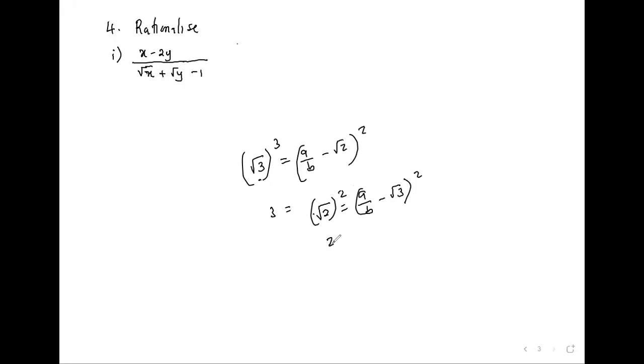Okay, so you're going to have 2 is equal to a squared over b squared minus 2 root 3 a over b plus 3. So the job would now be to make root 3 the subject. Once you manage to do that, then you're done. Okay. Before you do this, let me just screenshot. Okay, sir, thank you.